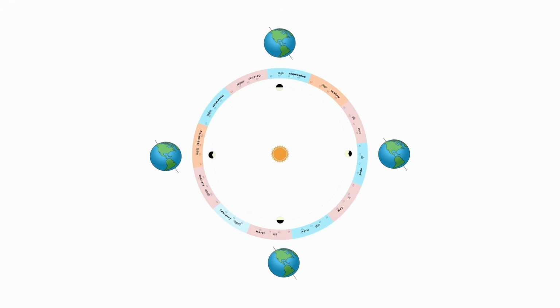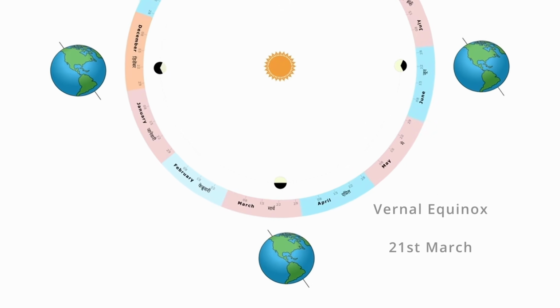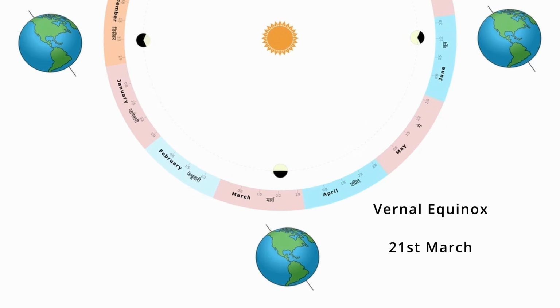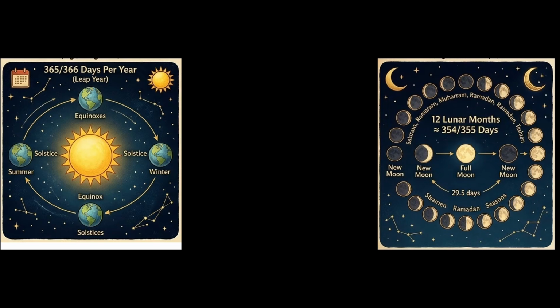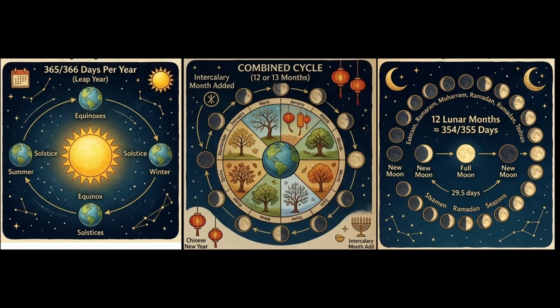We also have Vernal Equinox Day on 21st March. On this day, days and nights are equal all around the globe. In this video, let us understand more about types of calendars. Gregorian calendar is the solar calendar, while the Hijri calendar is the lunar calendar, and Hindu calendar a Luni-Solar calendar.